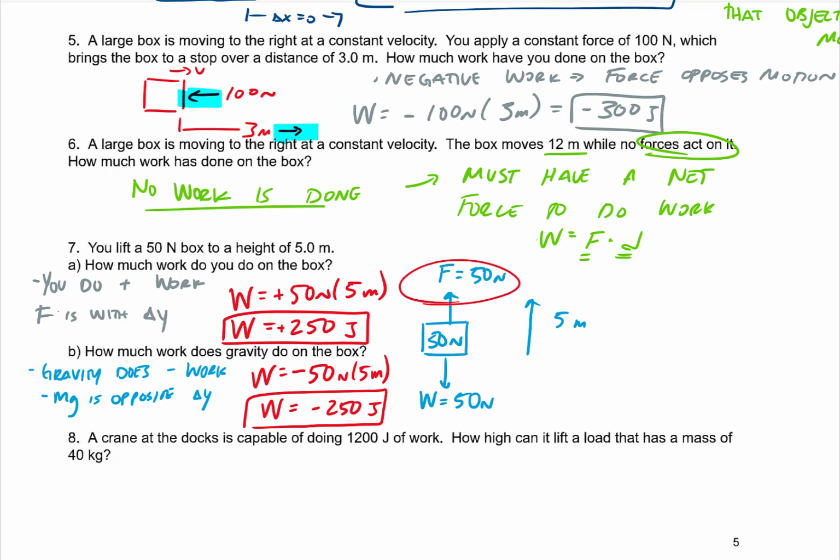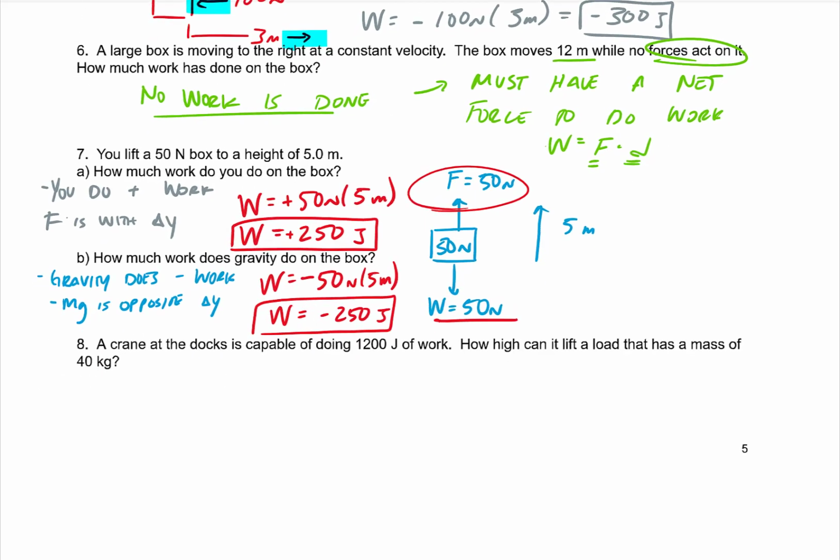You are helping the object to move. Gravity is trying to work against you. That's why it's going to be negative work. All right, a crane at the docks is capable of doing 1,200 joules worth of work. How high can it lift a load that has a mass of 40 kilograms?